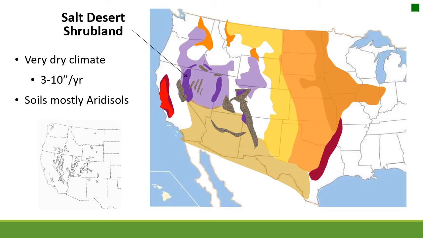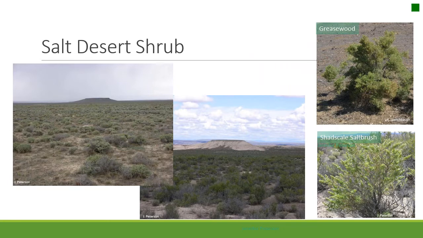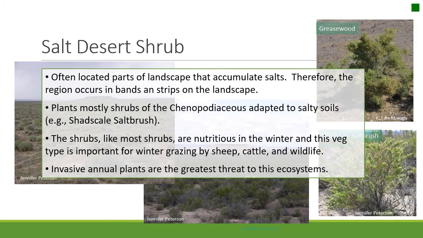I've put another map here to show you a little bit more about where those low ecoregions of salt desert are. They're kind of in these bands throughout the ecosystem. Here's some pictures of the salt desert. On the left, we have a picture of shadscale. In the middle is an area that is dominated by greasewood. So those would be two plants that we would expect to see in the salt desert.